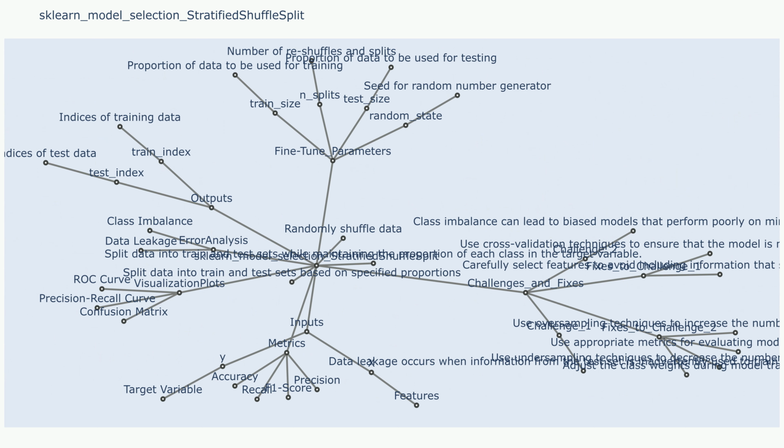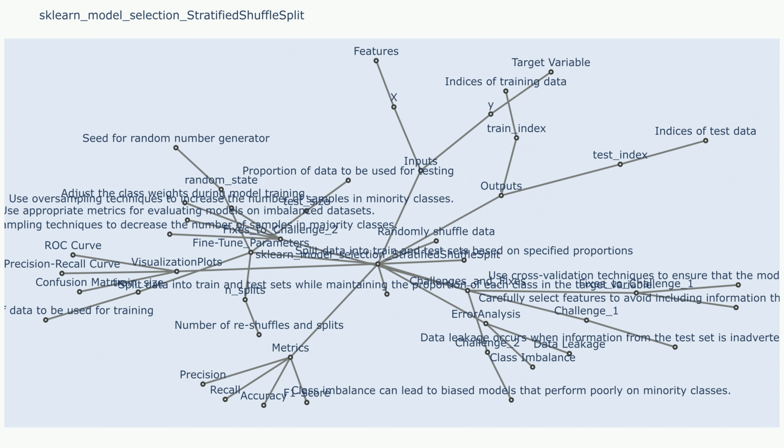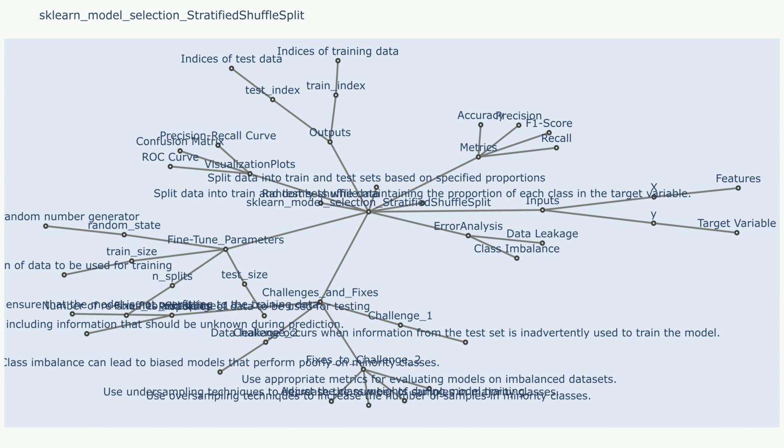Visualization plots: confusion matrix visualizes the performance of the model by showing the number of true positives, true negatives, false positives, and false negatives. ROC curve plots the true positive rate against the false positive rate for different classification thresholds, providing a visual representation of the model's ability to distinguish between classes. Precision-recall curve plots the precision against the recall for different classification thresholds, highlighting the trade-off between these metrics.